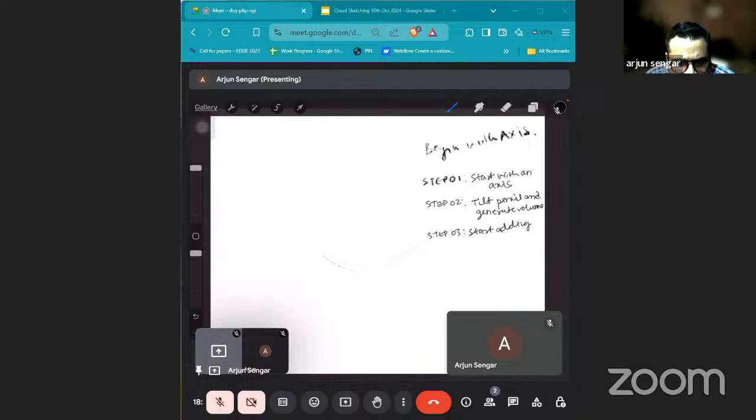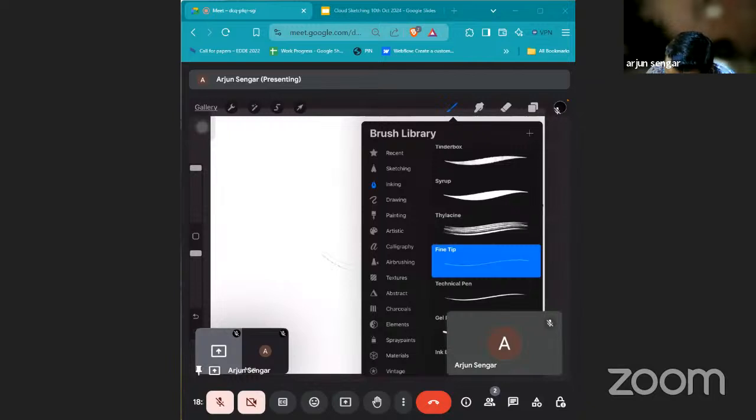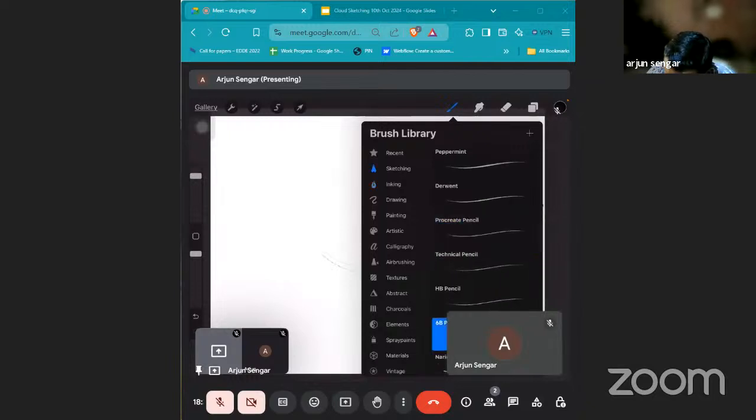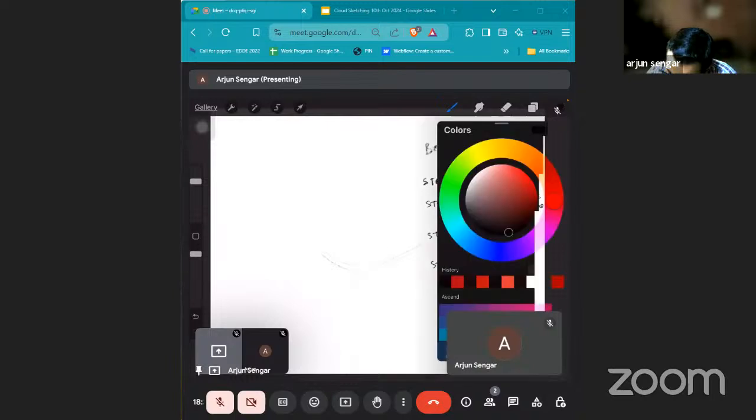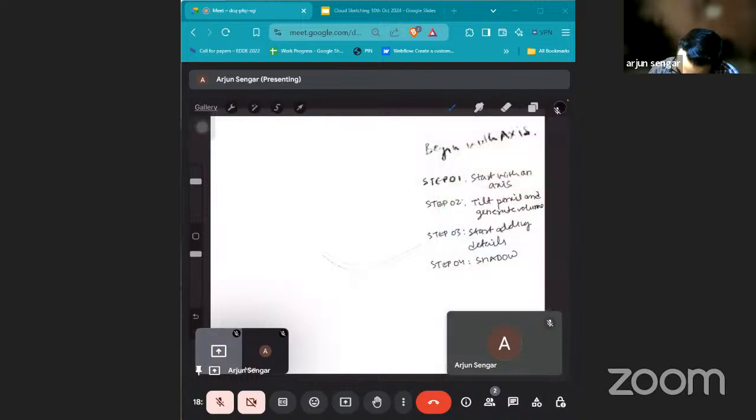I'm writing the steps in case you are not able to follow me, voice or something. I will be using all these four steps to make something which is more oval shape. Using my pencil, for step one, start with the axis.